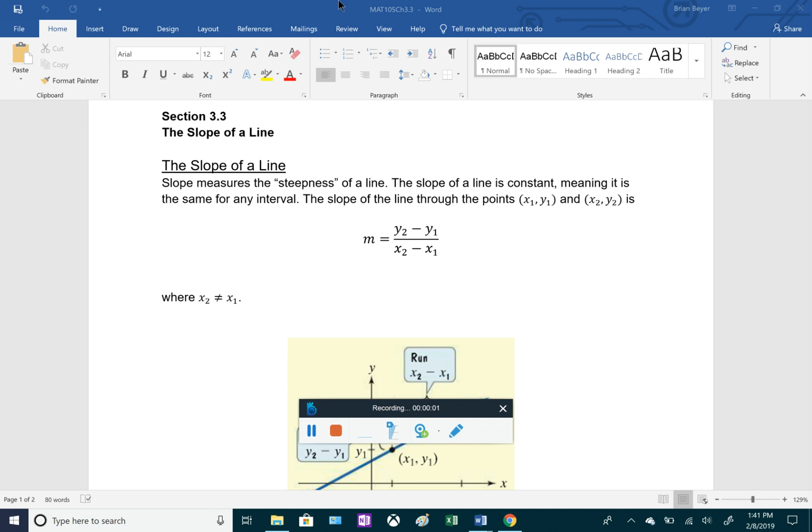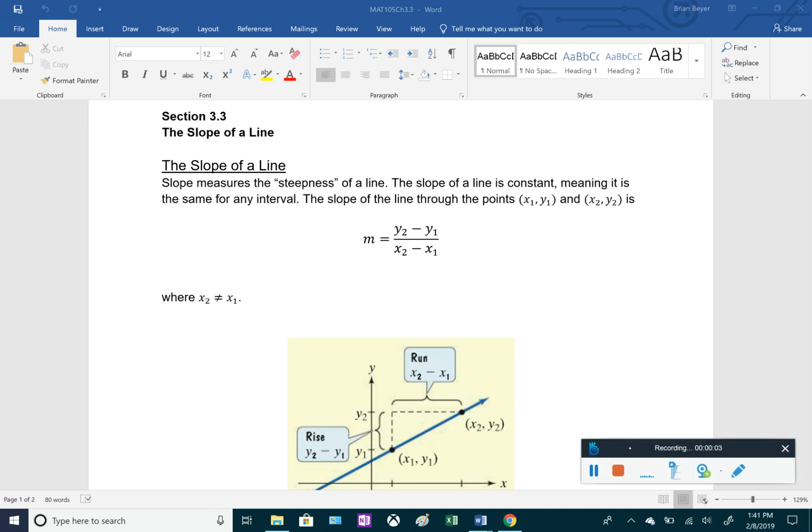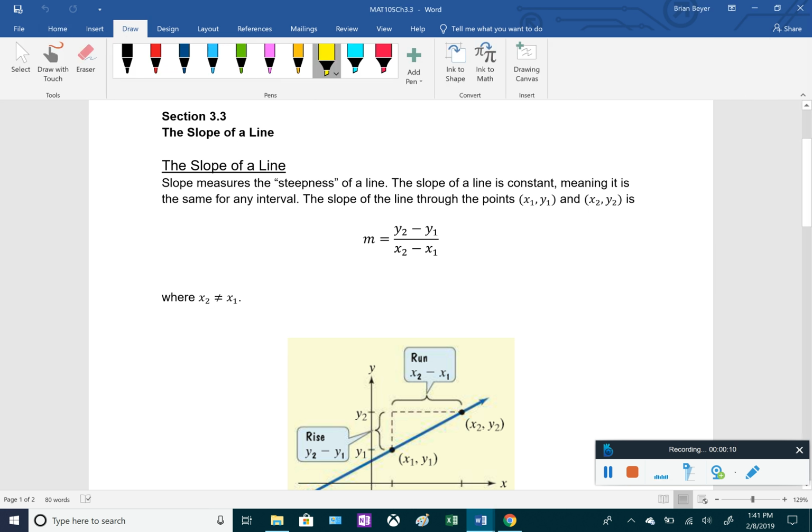So in chapter 3.3, we're going to be going over the slope of a line and the formula for the slope of the line. So slope measures the steepness of a line. Over the whole entire line, the slope of a line is constant. What that means is that if we calculated the slope for any interval over that line, it will be the same exact slope.